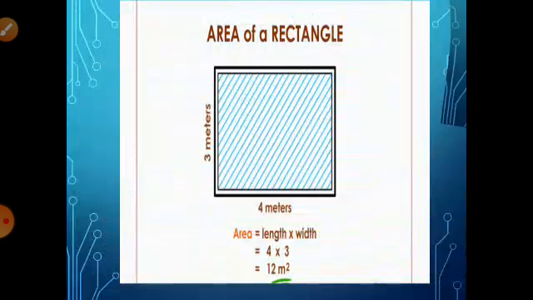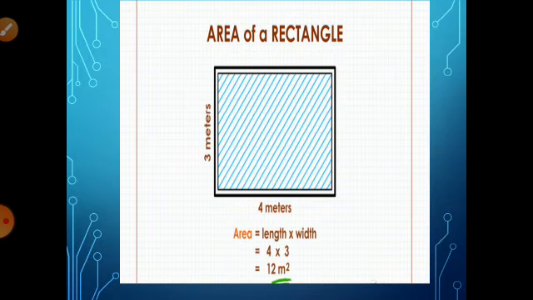So now let's see the area of a rectangle. Here is a rectangle in front of you in which 4 meter is the length and 3 meter is the breadth. So what is the formula to calculate the area of a rectangle? Length times its width.